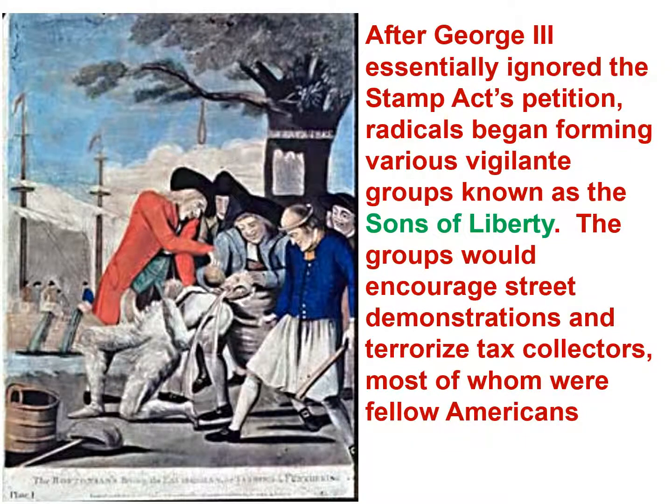While the Stamp Act Congress was pretty moderate, there were nevertheless colonial radicals. And after George III essentially ignored the Stamp Act petition, these radicals began to grow, and they formed vigilante groups known as the Sons of Liberty. They would encourage street demonstrations and terrorize tax collectors, with things like tarring and feathering them. They'd drop them in tar and put feathers all over them and make them look silly, and they could burn them anyway. But most of the tax collectors, by the way, were fellow Americans.